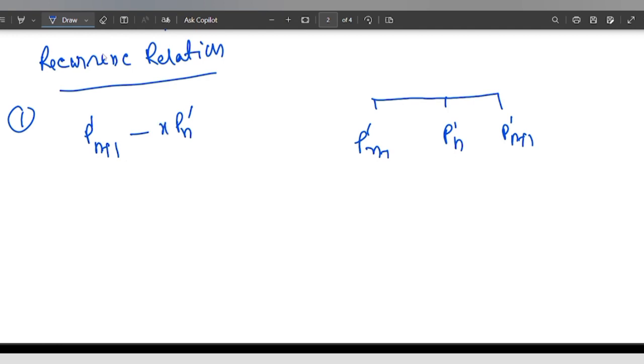Now we multiply x with this polynomial P dash n. Now you see that here the biggest polynomial is n plus 1, so first we write n plus 1. And you see that x is multiplied with the polynomial P dash n. So we write this, that P of n.